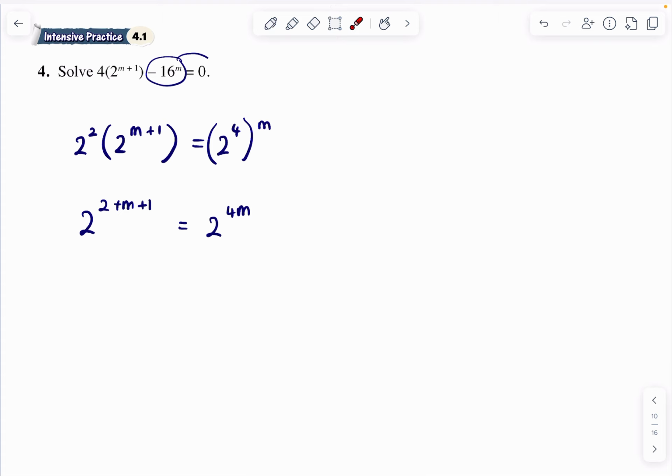Right now, since we have base 2, we can compare the powers. So 2 plus m plus 1 is 3 plus m equals to 4m. M we bring there, 3m equals to 3, therefore m equals to 3 over 3, which is 1.